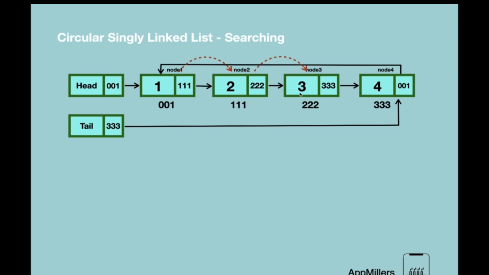When we reach node 3, we see that the value that we are looking for is located here. So we stop here and print out the value. So this is how the searching of a node in a single linked list works.